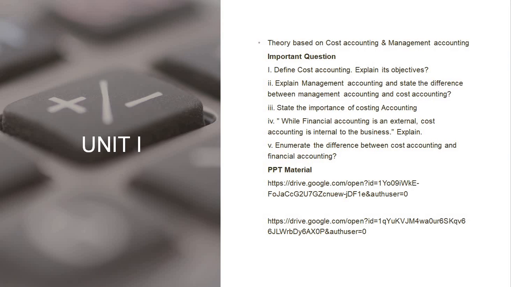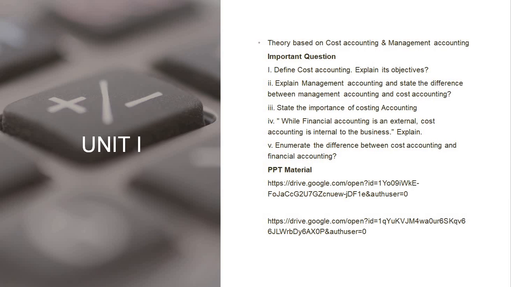So this is easy. You have to learn about the difference between cost and financial accounting, so you will get the points which are to be remembered. And as I told you, this cost accounting or management accounting is always a type of accounting which is helping the managers to take managerial decisions. So that's why it is always considered to be an internal accounting system.